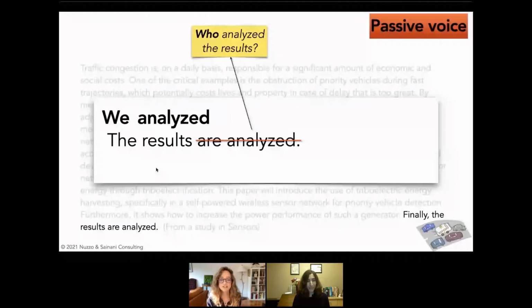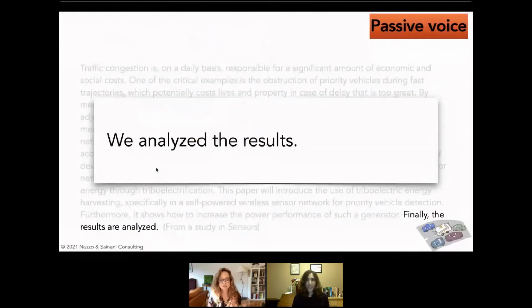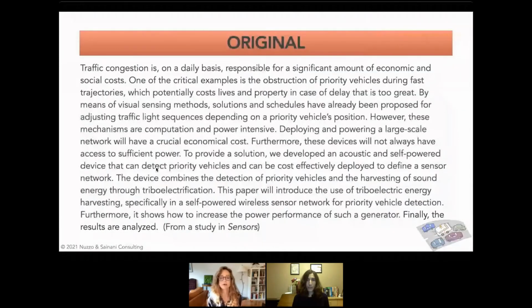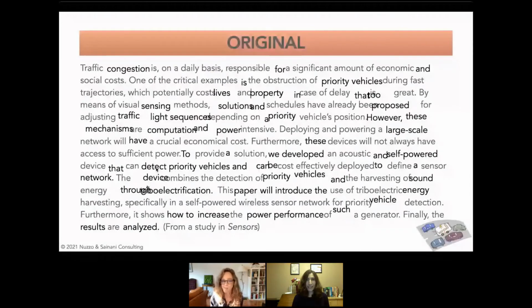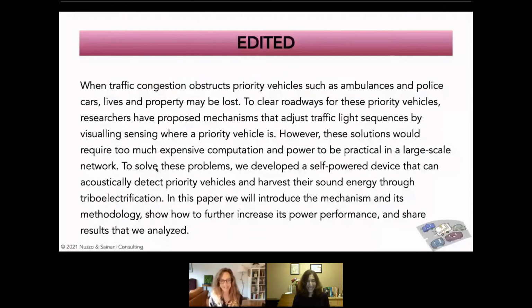So if you notice, politicians love passive voice in government. You know, mistakes were made. Something bad happened, right? And I think that's a clear sign that it's easy to kind of escape responsibility. And it's not that you're doing anything illegal, but bringing yourself to the forefront is better. So there we go. So I had my original that magically edited itself, and the edited version.